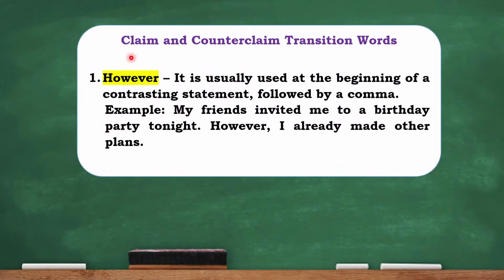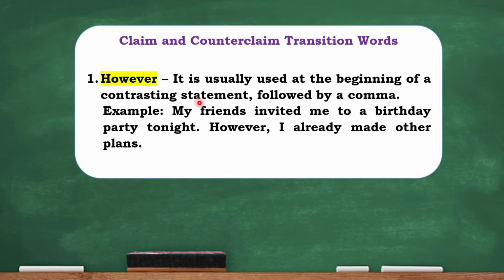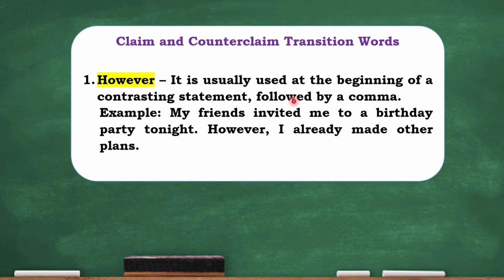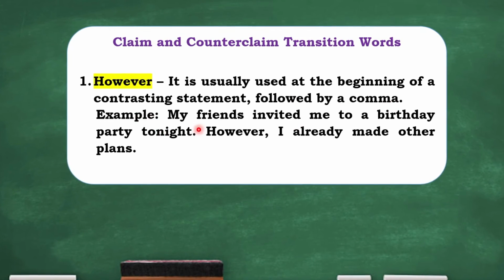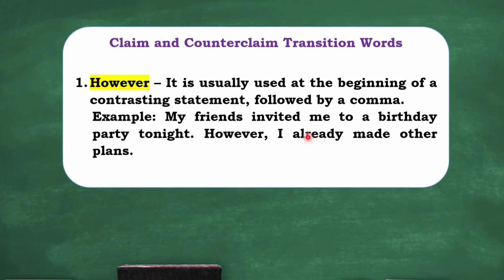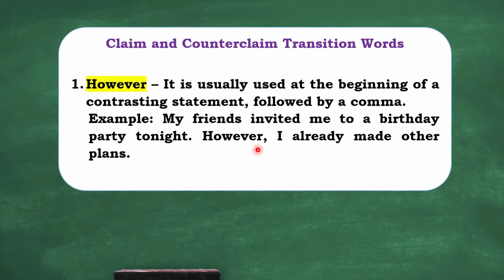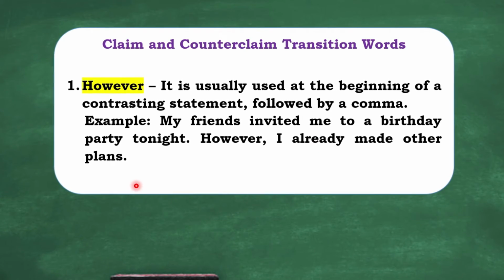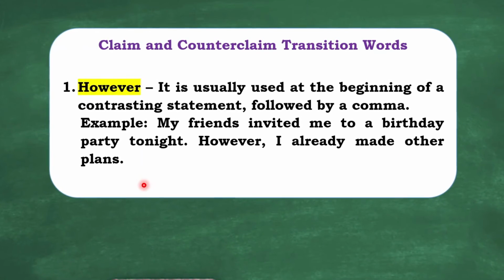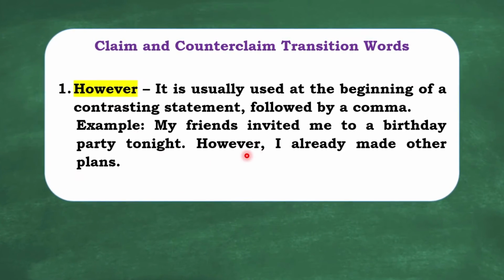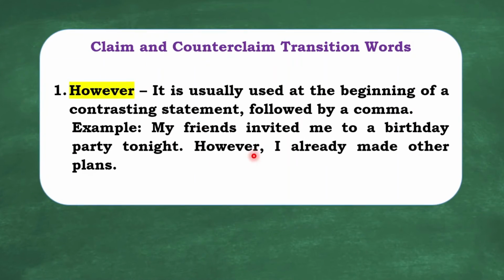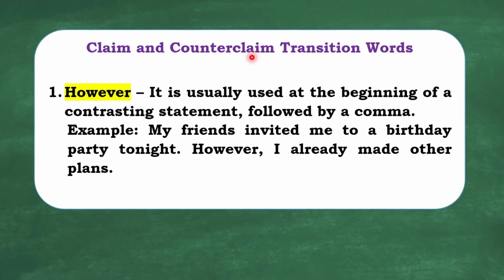Let's know more. Claim and counterclaim have transition words that are used for them to be expressed or addressed. However, it is usually used at the beginning of a contrasting statement. This is always followed by a comma. Example: my friends invite me to a birthday party tonight. However, I already made other plans. In this sentence, we have the word however that is followed by a comma. The function of this word is to introduce a counterclaim.